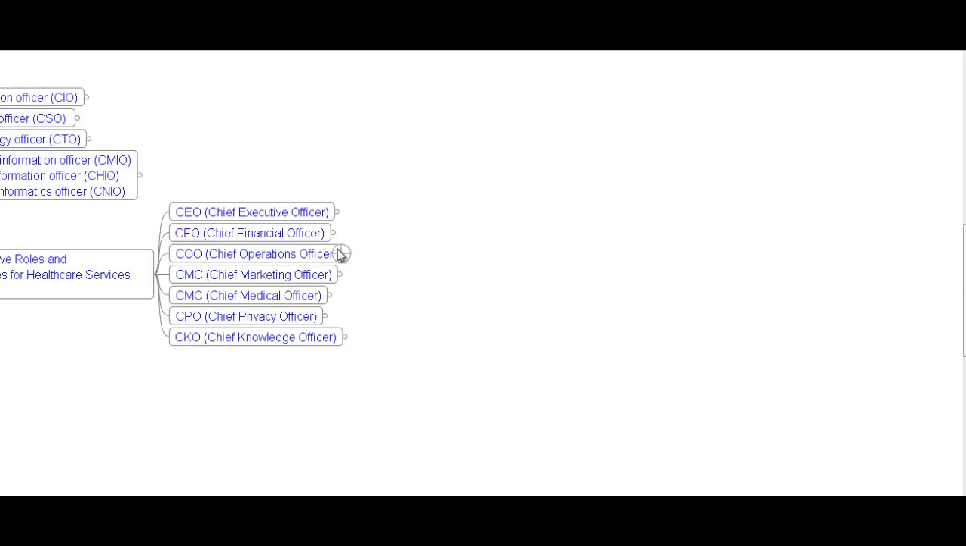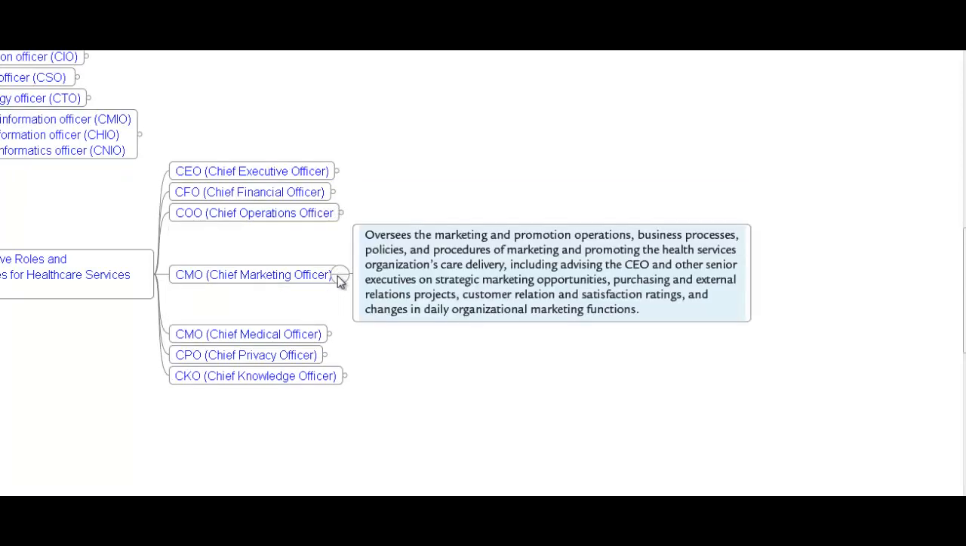The Chief Marketing Officer oversees the marketing and promotion operations, business processes, policies, and procedures of marketing and promoting the healthcare services organization's care delivery, including advising the CEO and other senior executives on strategic marketing opportunities, purchasing and external relations projects, customer relations and satisfaction rating, and change in daily organizational marketing function.